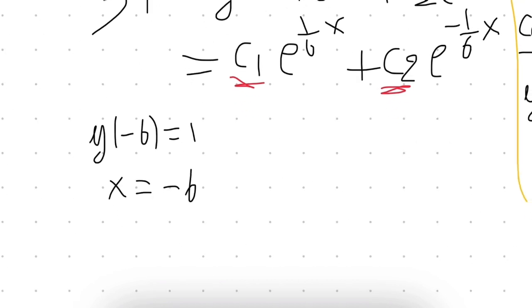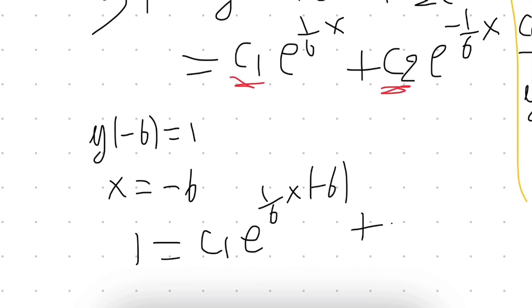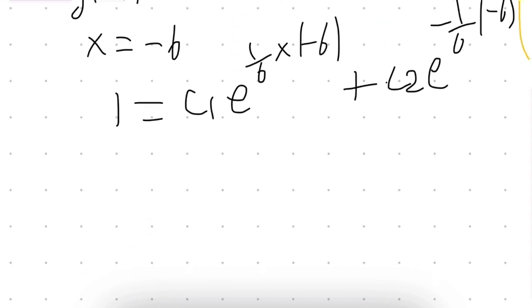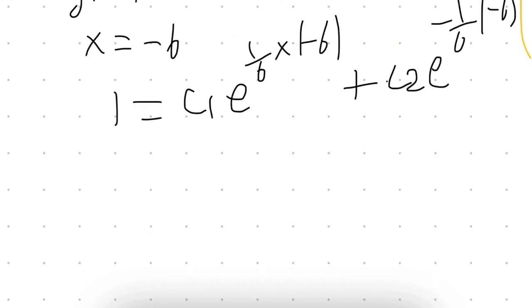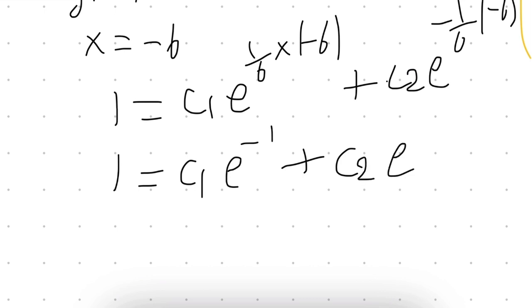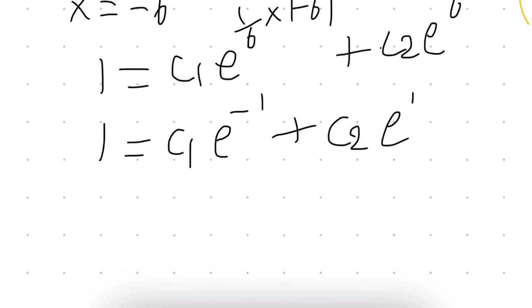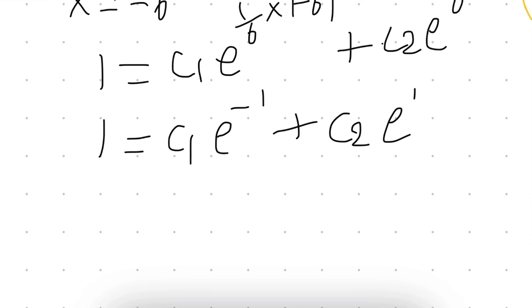So in y, our y equals 1. So 1 equals C1 e^(1/6 times minus 6) plus C2 e^(minus 1/6 times minus 6). When we simplify, we get C1 e^(-1) plus C2 e^(1). But now we still have the same problem. We still don't know what is C1 and what is C2.